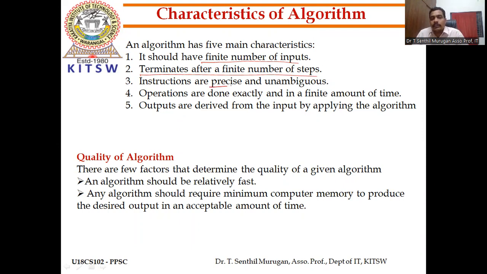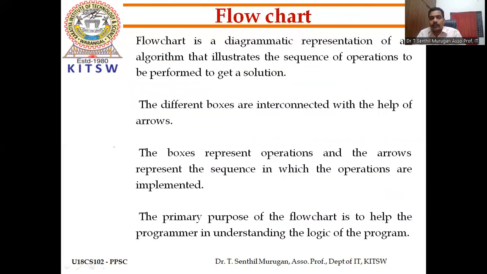Instructions are precise and unambiguous. Finally, operations are done exactly and in a finite amount of time. So everything should be finite. It is not continuous, it is discrete. Then, output is derived from the input by applying the algorithm. So these five are the main characteristics of an algorithm.